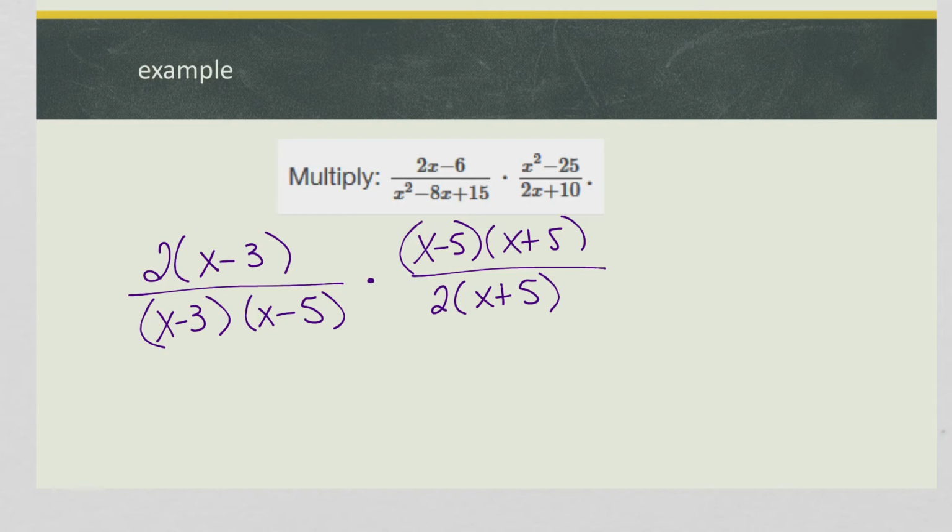Okay, so now let's mark out the factors that are alike. This and this can go away. This and this can go away. And this can go away. Oh, look, and this and this. Oh, so everything is gone. What does it mean when everything's gone? It doesn't mean 0. It means 1, right? That means that everything divided out and it created an answer of 1.